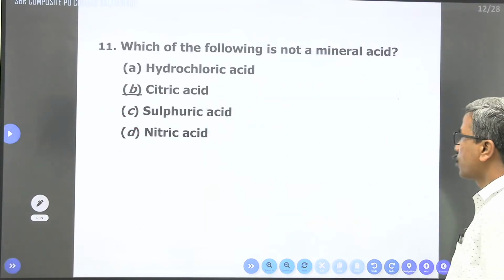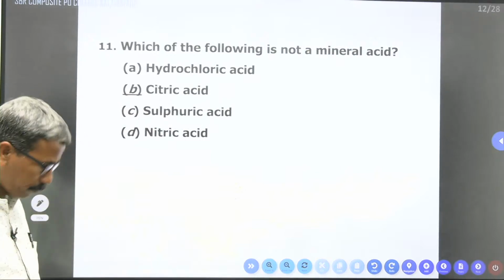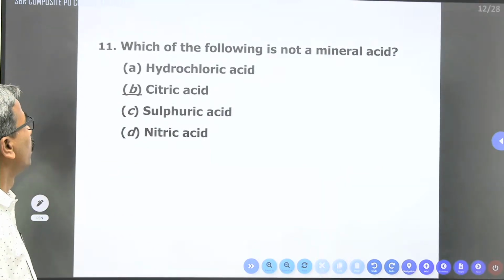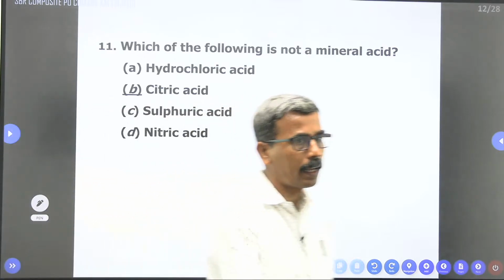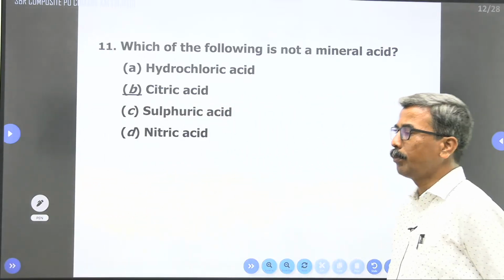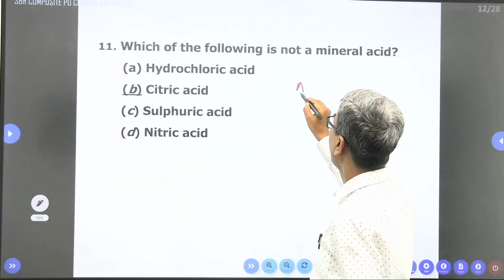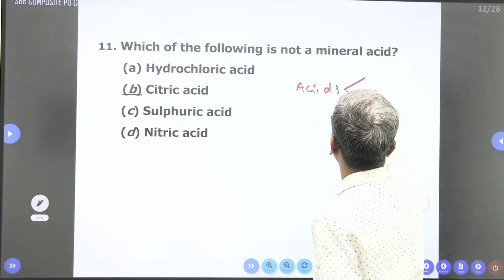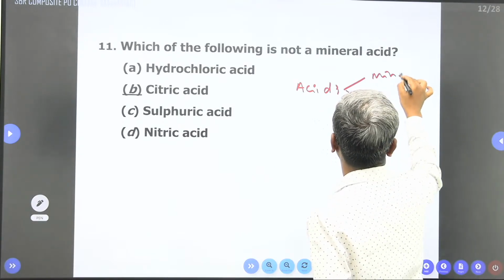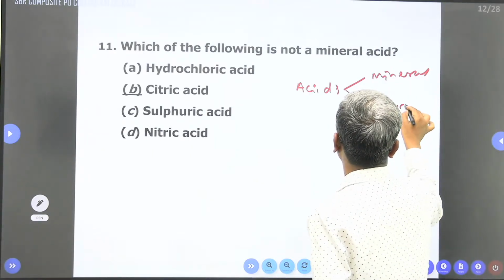Now let us move to the next question, question number 11. Which of the following is not a mineral acid? When we discussed the classification of acids, as I said there, there are two types: one is mineral acids and another one is organic acids.